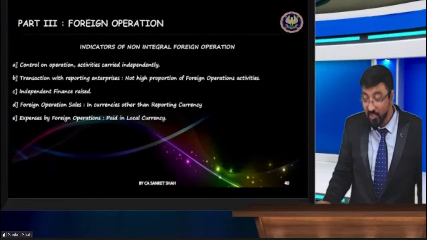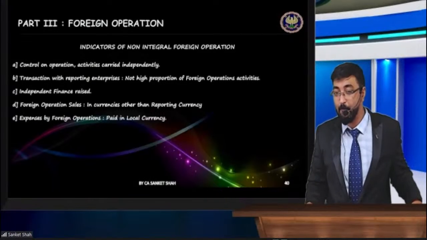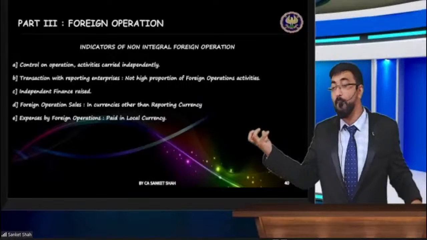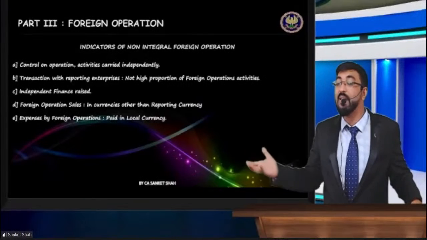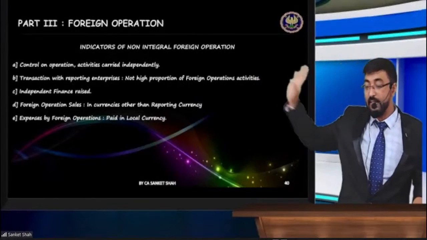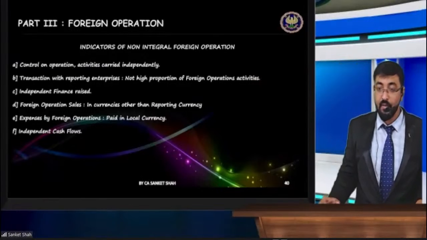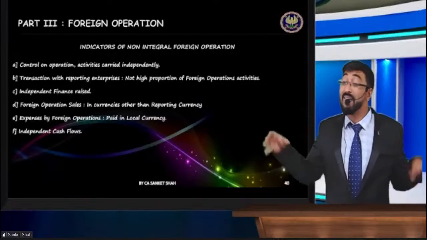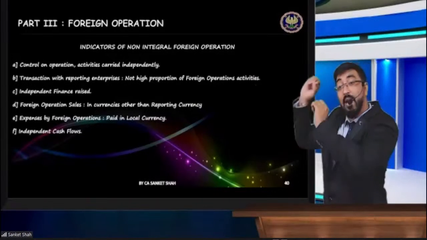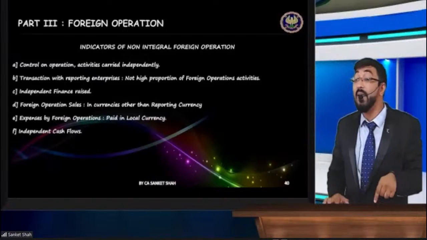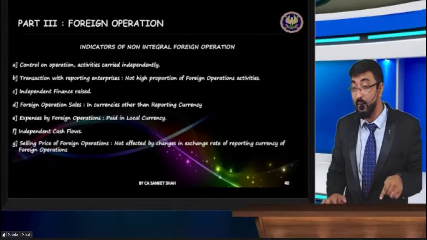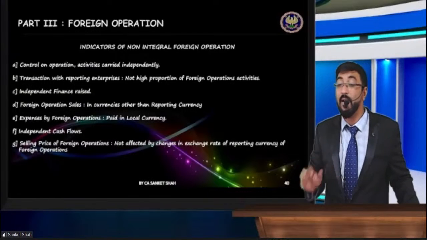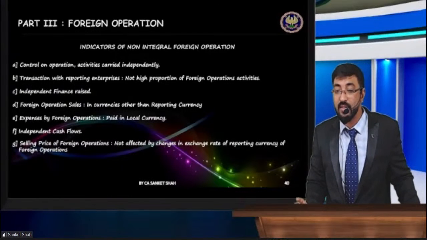Expenses by foreign operation are paid in local currency. So remember, their foreign operations, whatever activities they are carrying on, are in their own currency, in US dollar currency. Independent cash flow they have. They are getting their independence. It means if they are getting some independence, they are non-integral. Remember, these indicators they may ask you in the exam. And selling price is also not decided by India. It is not affected by changes in our exchange rate.